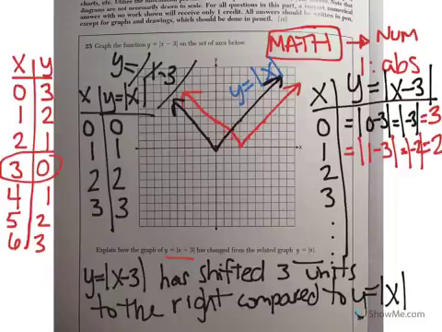And if you remember from horizontal and vertical shifts, the number inside the parentheses, or in this case the number inside the absolute value, is a horizontal shift, and it's always the opposite with horizontal. If it's subtracting, you're going to the right. If you're adding, you're going to the left.